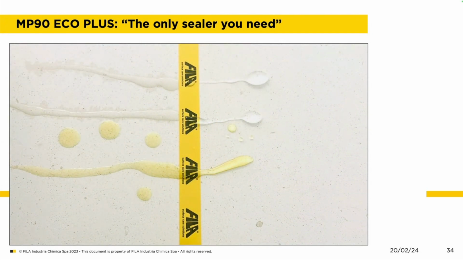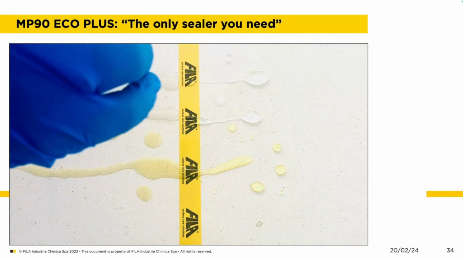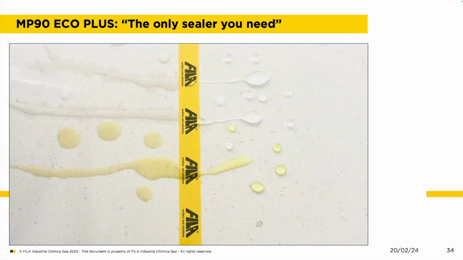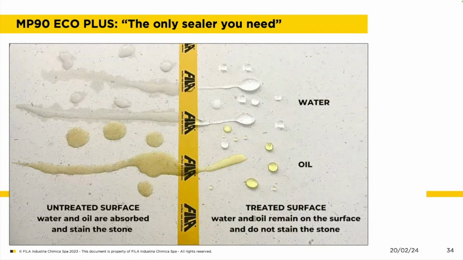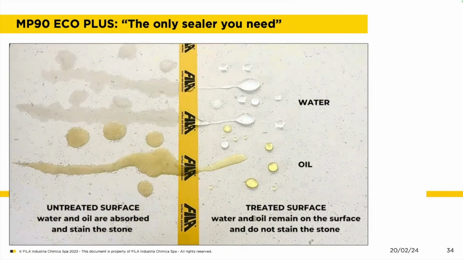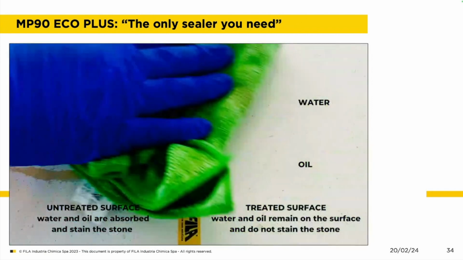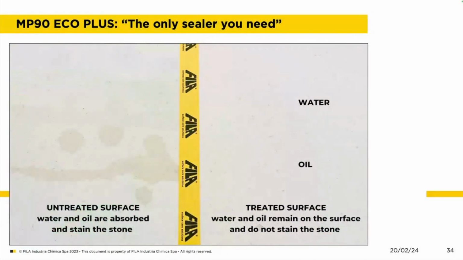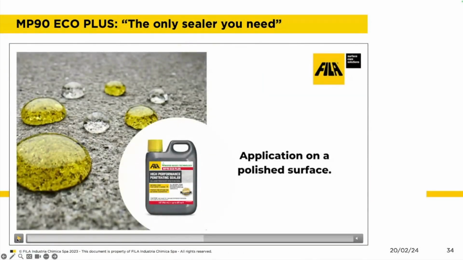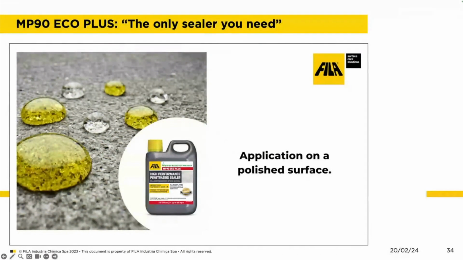But this is not the only thing that is really nice about this product. Sometimes when you stain the surface, you do not notice that the stain remains on the floor, like oil or coffee. The sealer can protect the material for a very long time. In this case, you can see what happened after 4 hours of contact with the surface. After 4 hours, when we remove the stains, you can see that the surface that has been treated with MP90 Eco Plus is perfect. The part that was untreated remains stained.